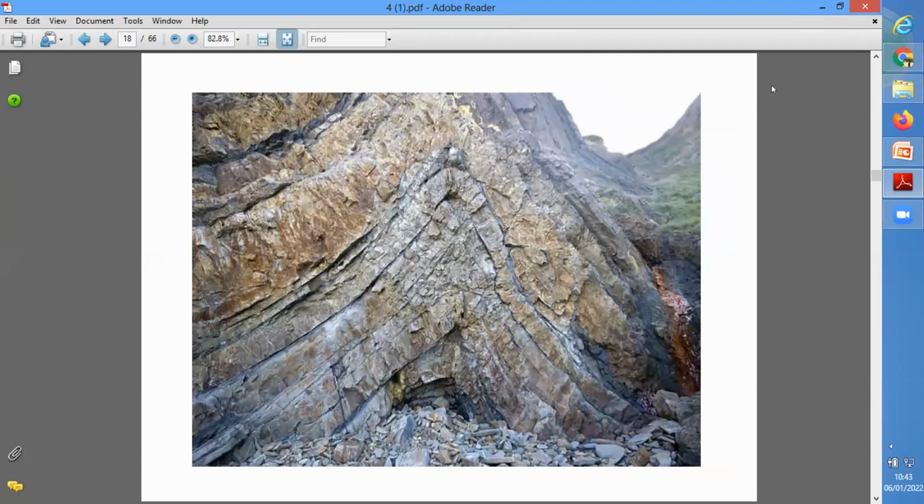Now which type of the fold is this? Anticline. Yes, it is again anticline. Okay, now when you look here, the convex part is towards upper side, the inclinations are in opposite direction, the core is there at the bottom, etc.